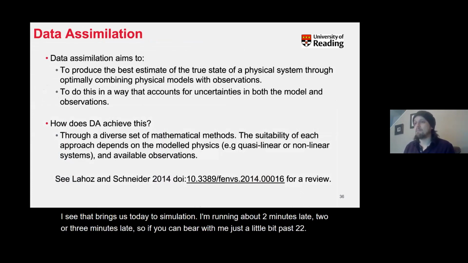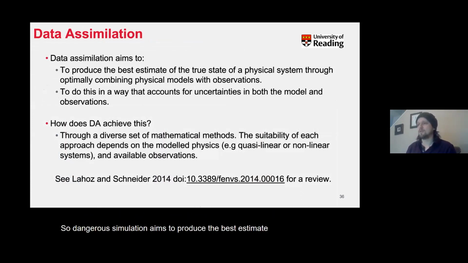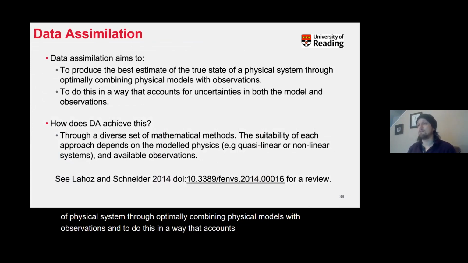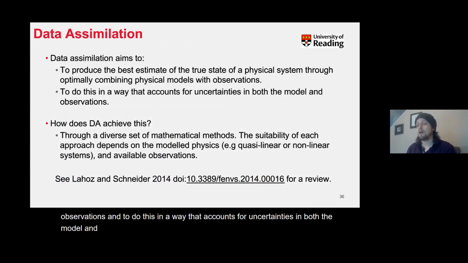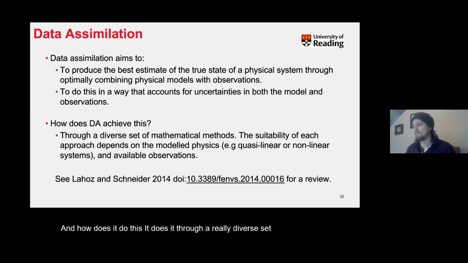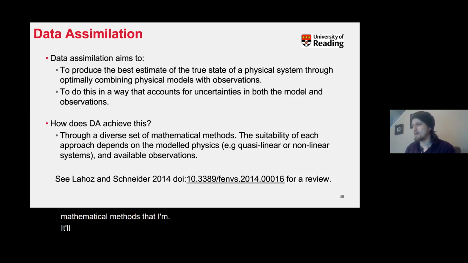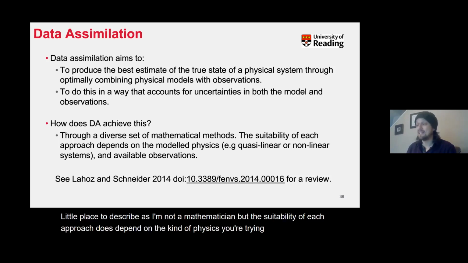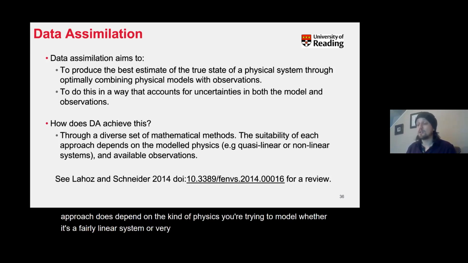So data assimilation aims to produce the best estimate of the true state of a physical system through optimally combining physical models with observations. And to do this in a way that accounts for uncertainties in both the model and the observations. And how does it do this? It does it through a really diverse set of mathematical methods that I'm ill-placed to describe, as I'm not a mathematician. But the suitability of each approach does depend on the kind of physics you're trying to model, whether it's a fairly linear system or very non-linear, and also the nature of the observations.